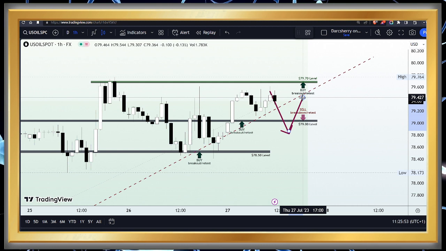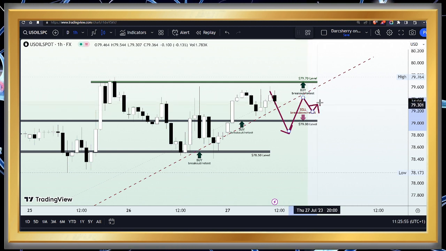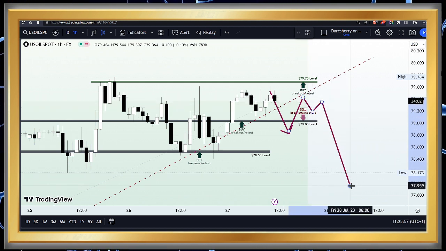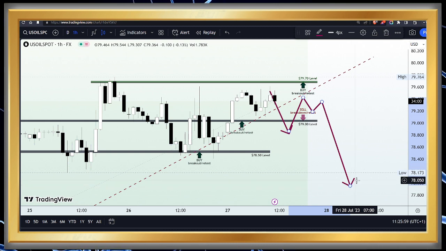But most importantly, we want to start seeing continued selling pressure before we can join that bearish move to the downside. So if we are going to be considering selling the US Oil Spot today, we want to see the breakdown and retest of that ascending trend line for us to join that bearish move to the downside.